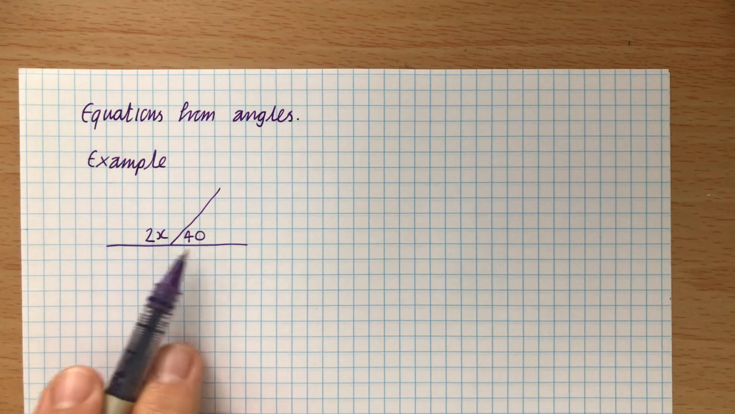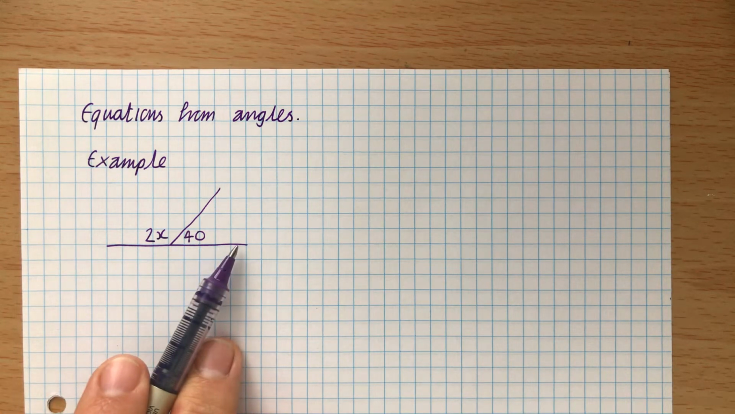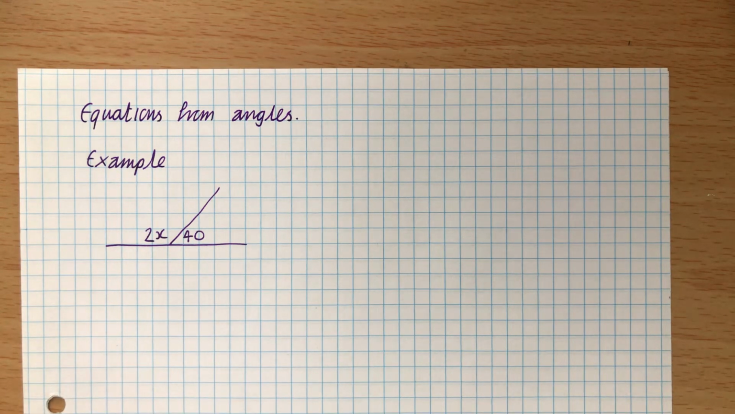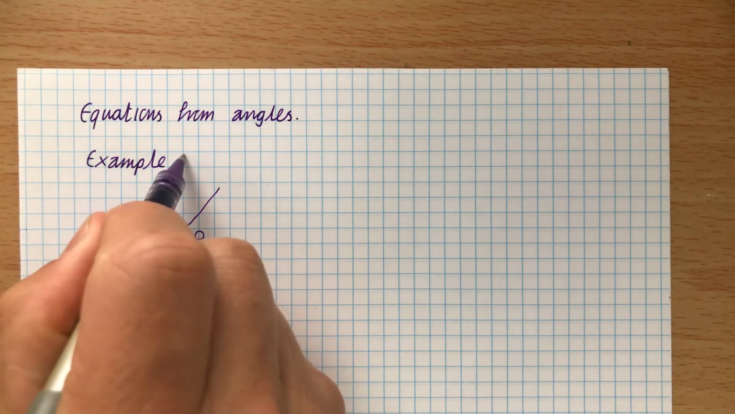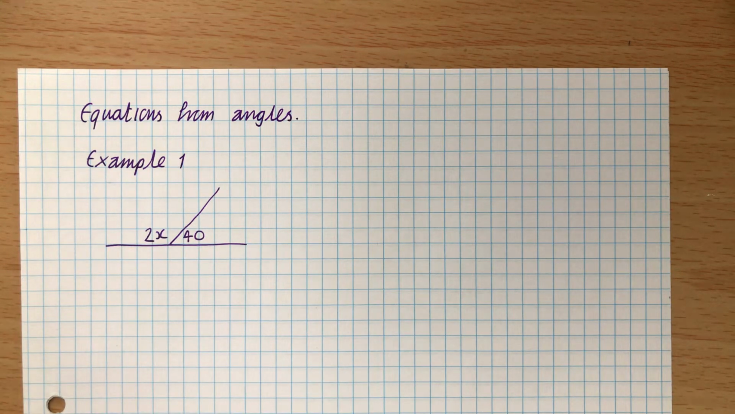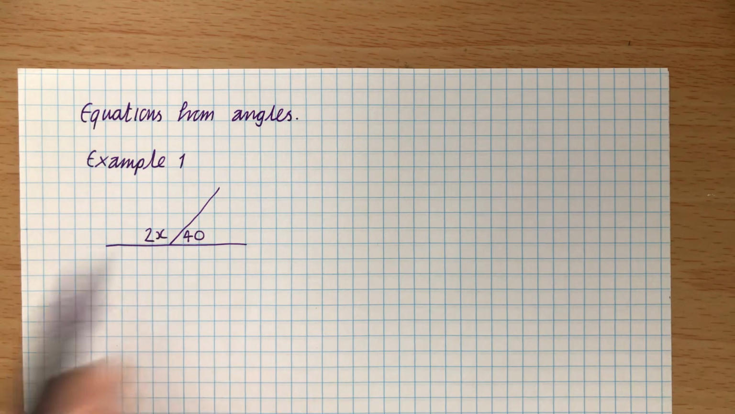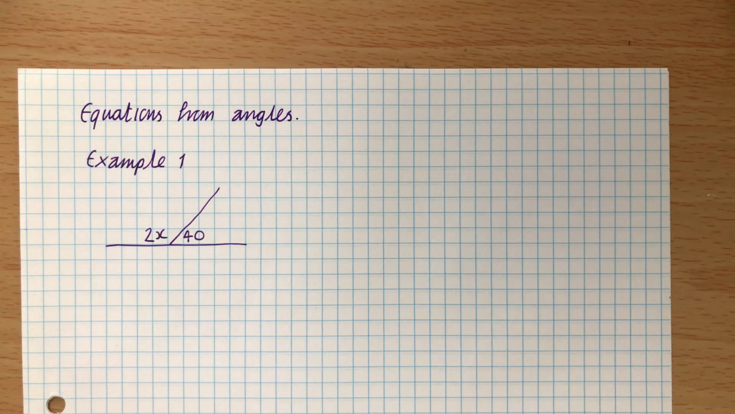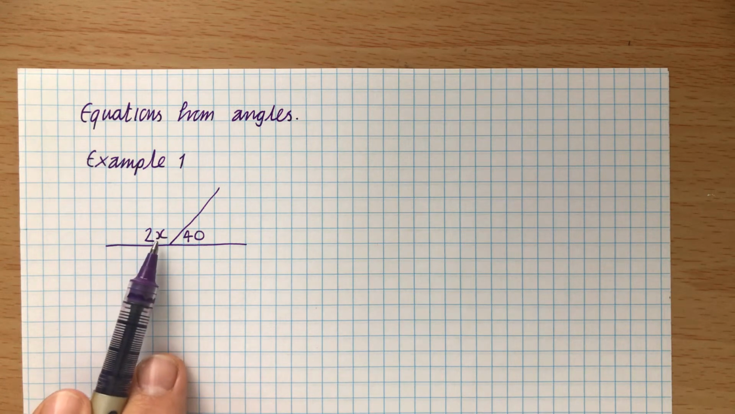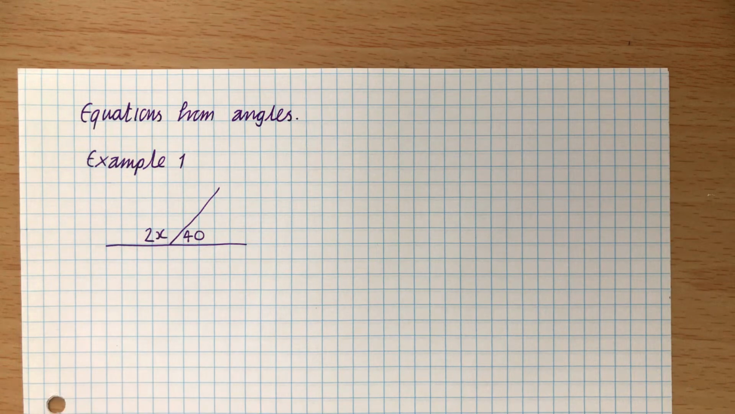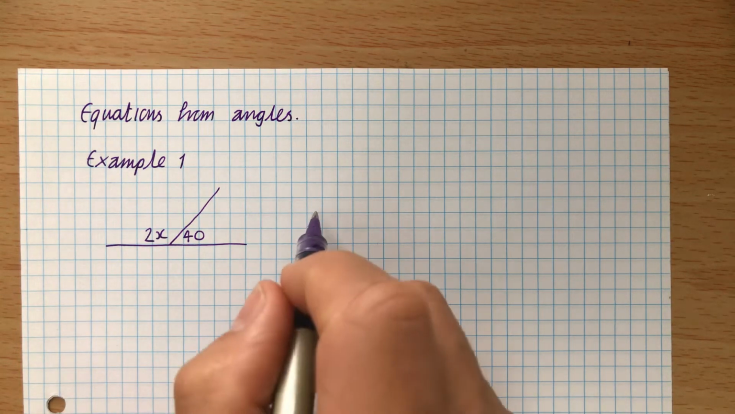So, we have a straight line, and the angle fact that we need to know here is that angles on a straight line add up to 180 degrees. So this plus this must make 180 degrees. This is how I'd ideally like us to set it out. These two angles must add together to make 180 degrees.